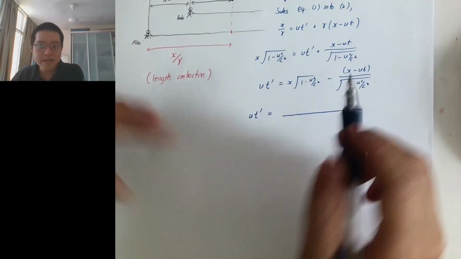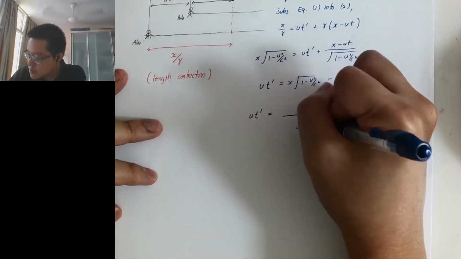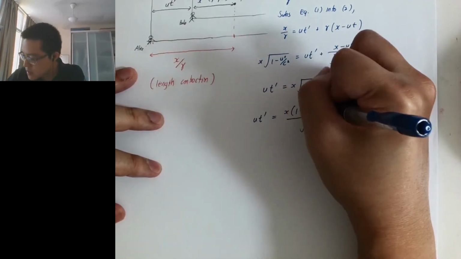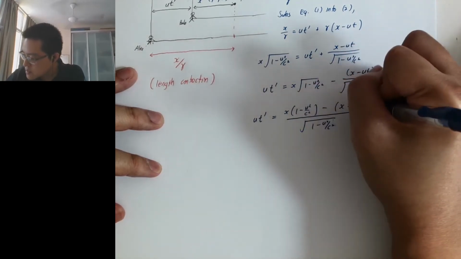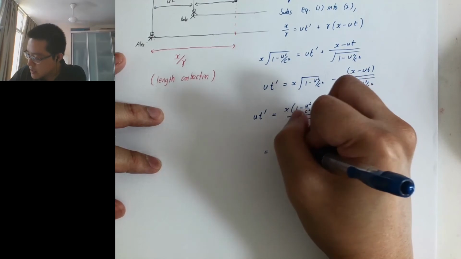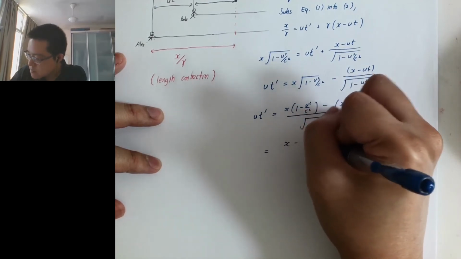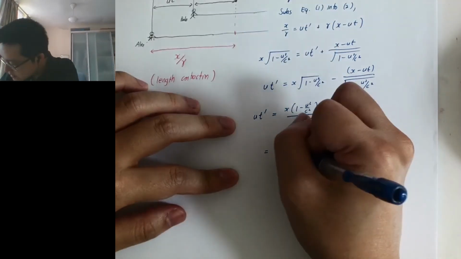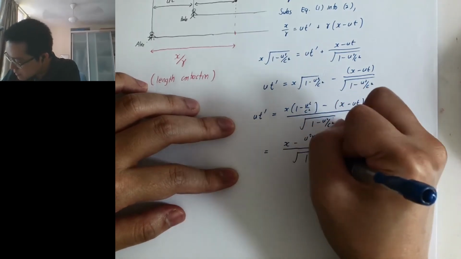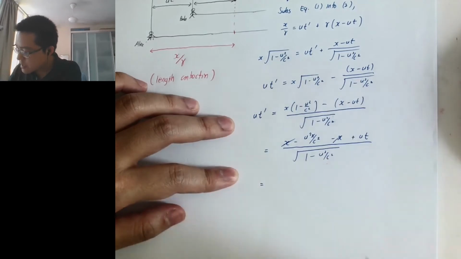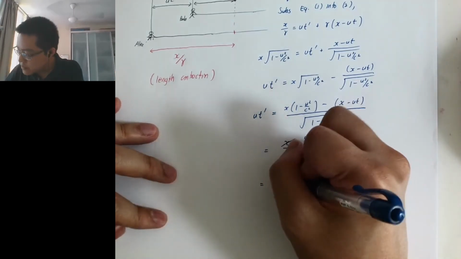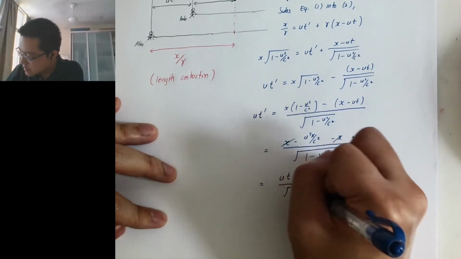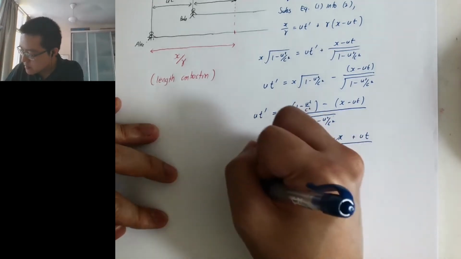How do I subtract the two? Make the denominators the same. So I make both denominators 1 minus u squared over c squared. So I multiply this by the square root, so it's 1 minus u squared over c squared, and then minus x minus ut. What I got here is x minus u squared x over c squared, then minus x, and then plus ut over here, and the whole thing is divided by 1 minus u squared over c squared. So the x cancels out, and I have ut minus u squared x over c squared, divided by this thing, which is actually just gamma, right? And this is ut prime.